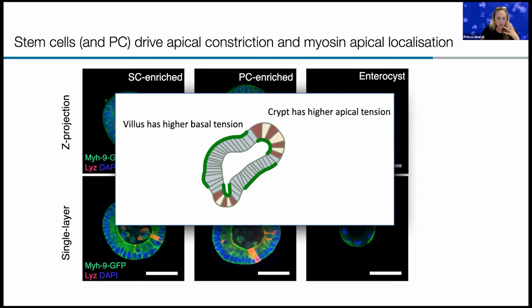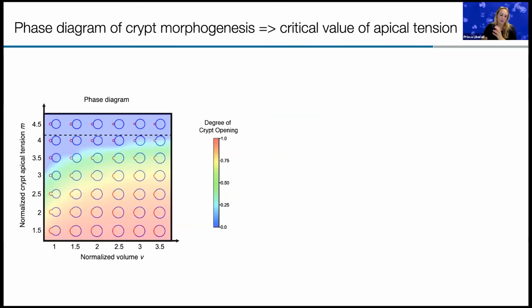And so we went back to the model, and what the model predicts is this. On the left side, you have the phase diagram, with a normalized volume on the x-axis and the crypt apical tension on the y-axis. If you see that going up at normalized volume 1, you can go up. So in any case, apical tension alone is able to close the crypt. But the volume reduction really accelerates it, because if you then move on the x-axis, you really see that this is maintained.